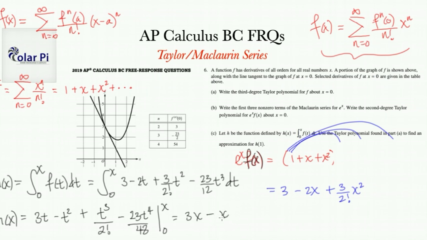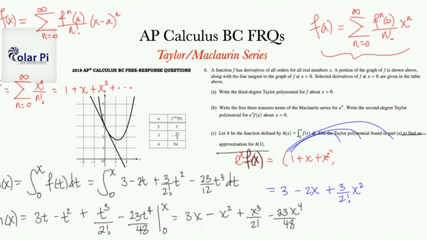3x minus x squared, and then plus x cubed over 2 factorial. And then, what is it? Minus 23. It's not 23. Minus 23x to the 4th over 48. And they said find an approximation of h of 1. Well, so you just plug in 1 into this and whatever number that is. Again, I'm not going to do the number crunching.